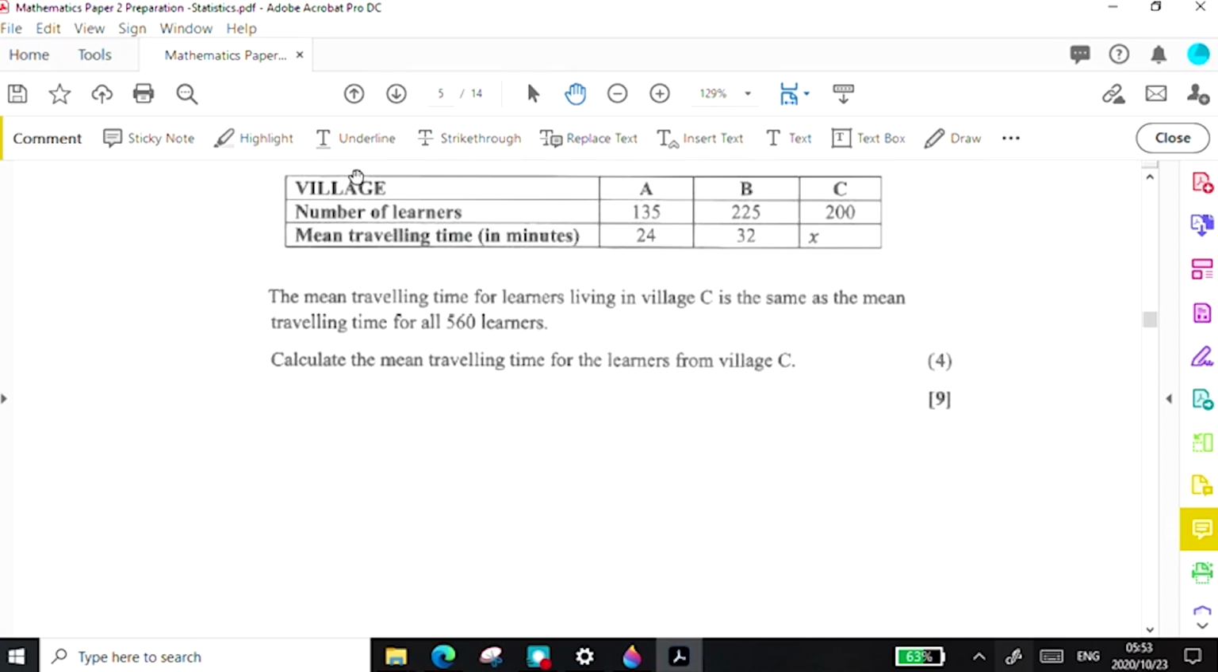The mean travel time for learners living in village C is the same as the mean travel time for all 55 learners. We want to find the mean travel time for the learners from village C. We have the mean and we have the number of learners. Recall that the mean x-bar is equal to the sum of the fi times the xi divided by n.